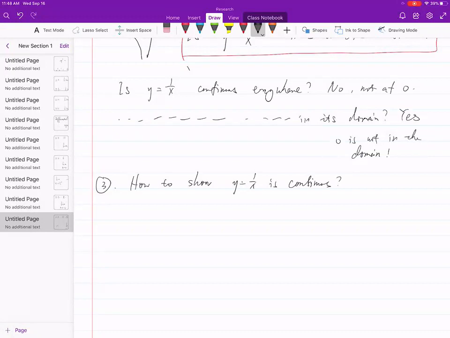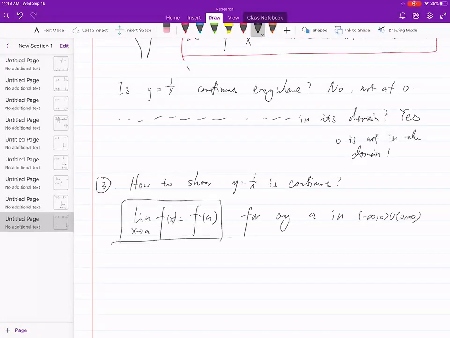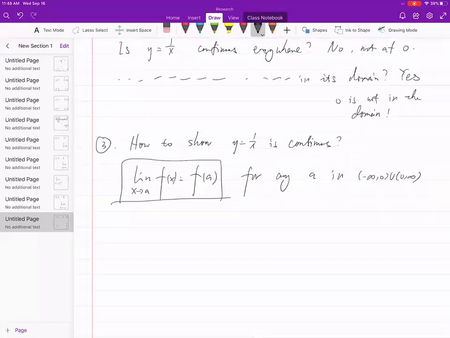Well, it's easy. Just show this. Because this is the formula we did, right? Okay. So you show it's continuous everywhere in this domain. You just test every single point in the domain and say everybody satisfies this, then period.